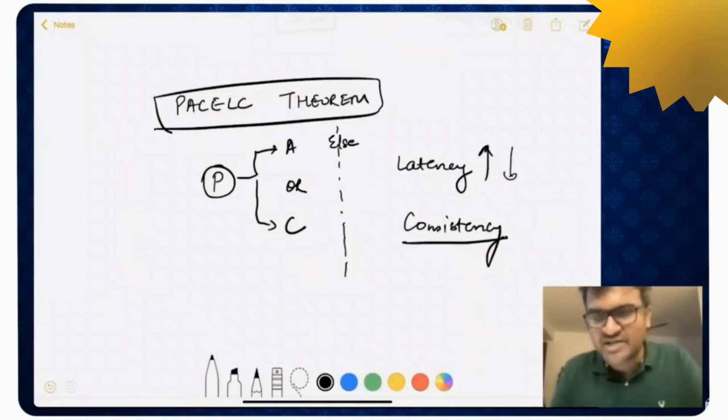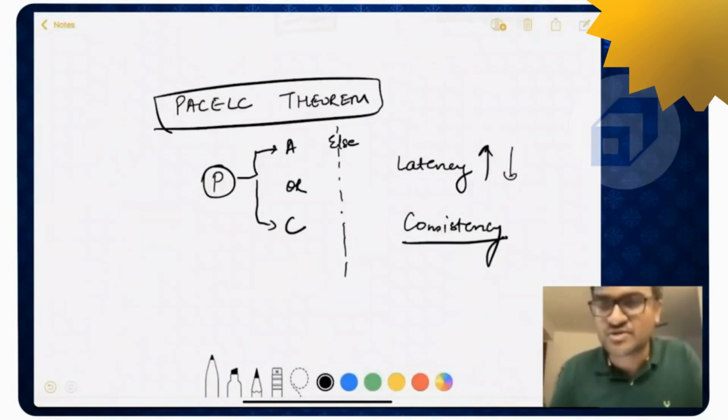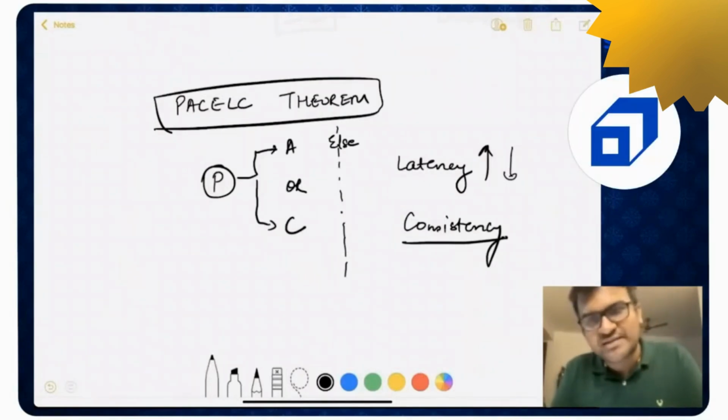I hope that made sense to you, and I hope that was helpful. This CAP theorem is one of the most basic and one of the most useful theorems you'll come across when designing distributed systems. I'll keep doing more videos like this.